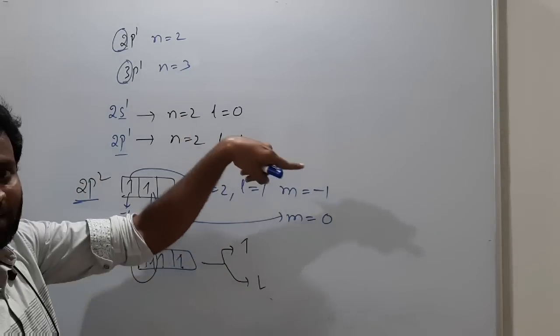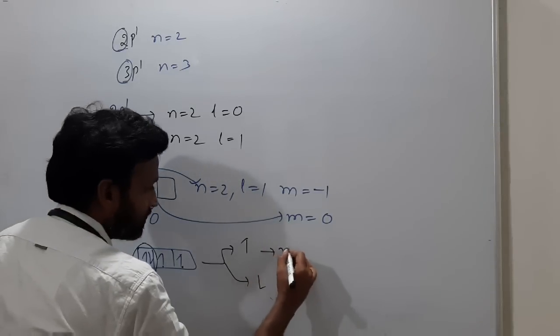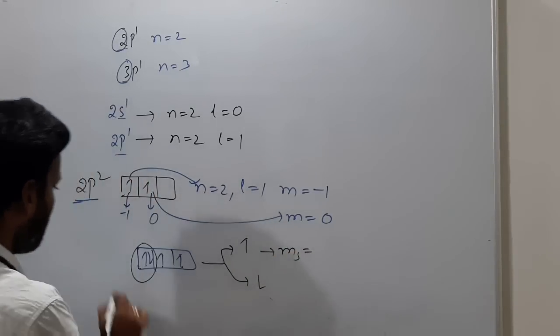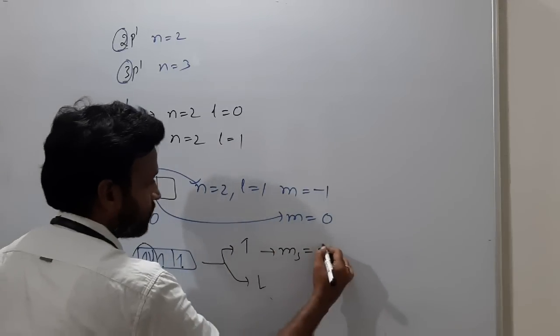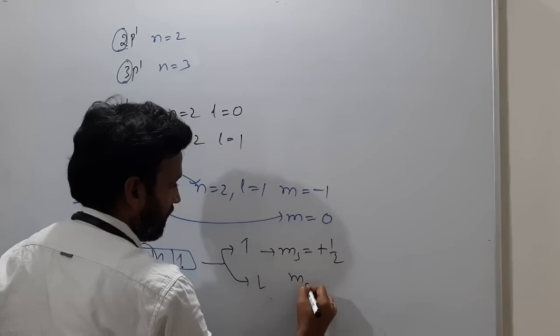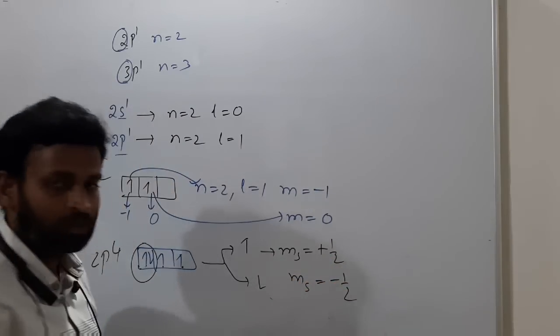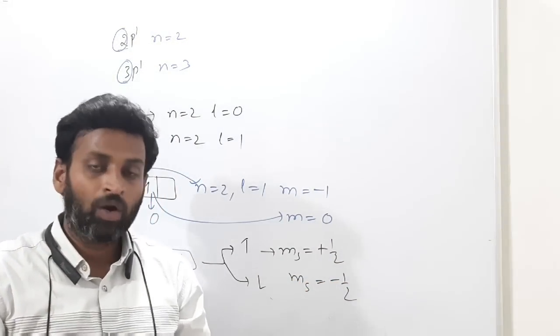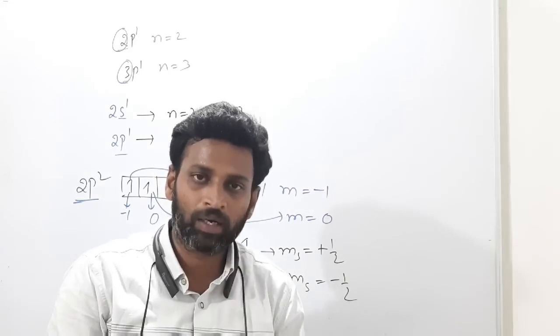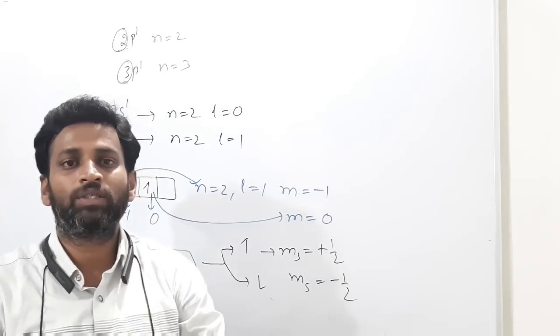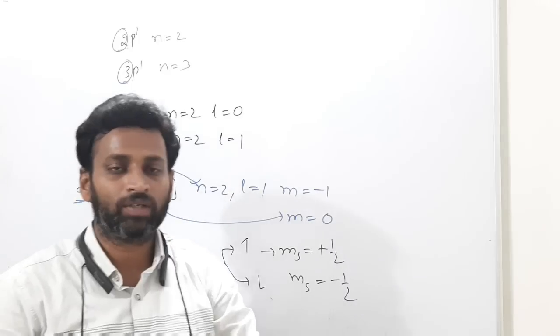Now one electron spins in the clockwise direction. So here the spin is different or not? All three remaining are the same. Suppose 2p4, as I said, upwards is plus half and the other ms is minus half. So what did you understand from this? No two electrons will have all four quantum numbers the same. So this is very important for us.